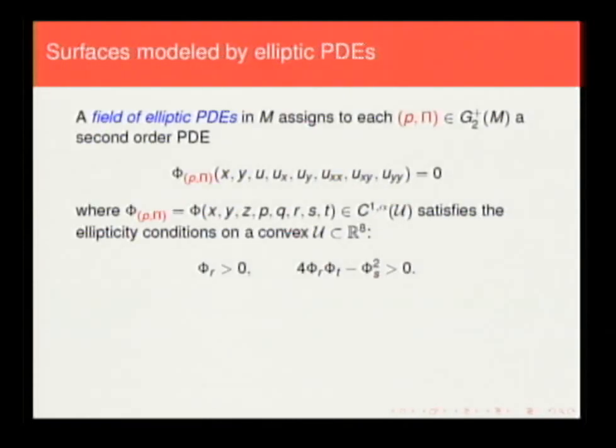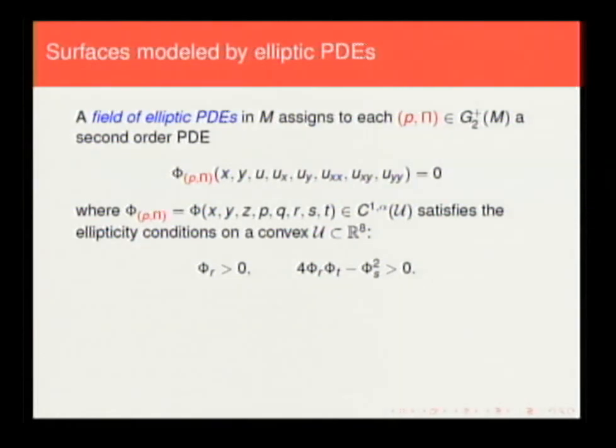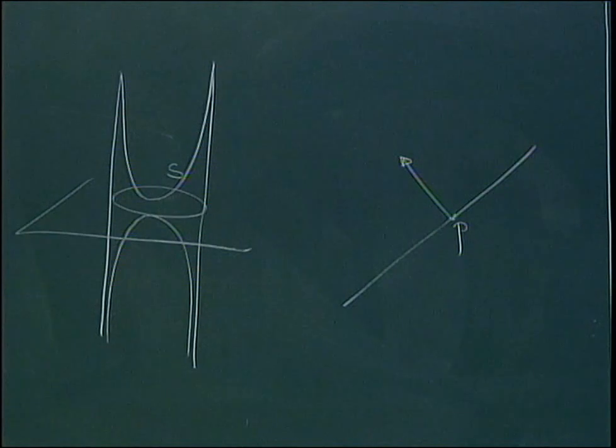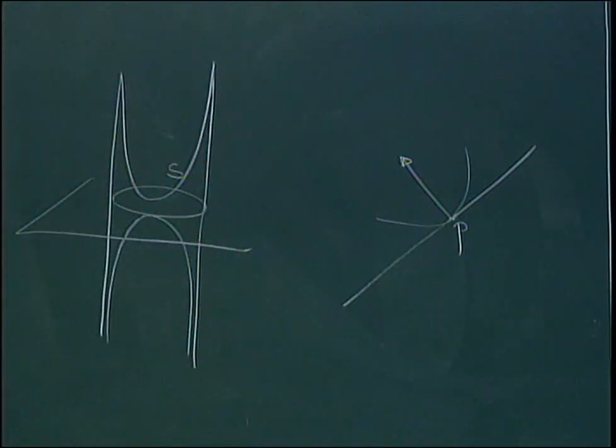Let us start by explaining what is the meaning of a class of surfaces modeled by an elliptic PDE. We are going to consider, for a general manifold M, the Grassmannian of oriented planes. That means that given a point P and a normal, we consider the element corresponding to the tangent plane at this point with this normal. So, given a plane, we associate to it a second order elliptic PDE around it, and we will have the solutions of this elliptic PDE.